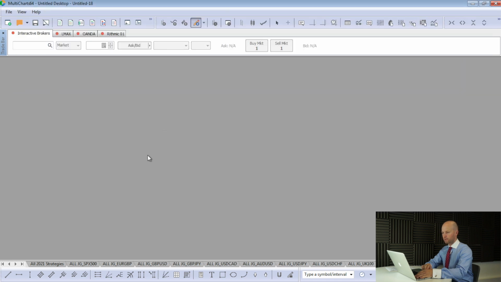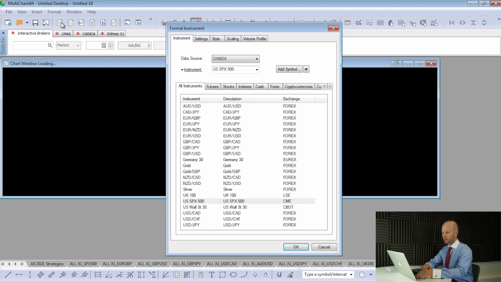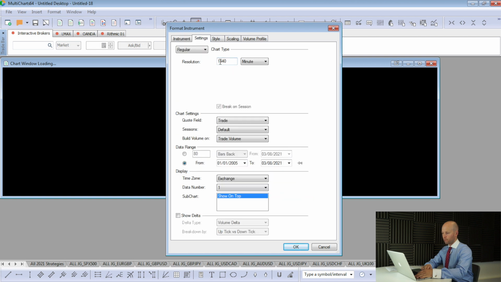Now we need to get back over to MultiCharts. We've got a blank workspace. We need to insert a chart. So we're going to use the SPX 500. This is the CFD from Oanda, and so we've selected that. We look at the settings. We've got 1440 minute chart or 1 day. That's the same for this market, and we're going to look at data from 1st of 1st 2005 up until the beginning of August 2021.